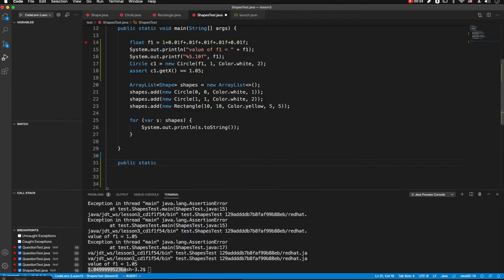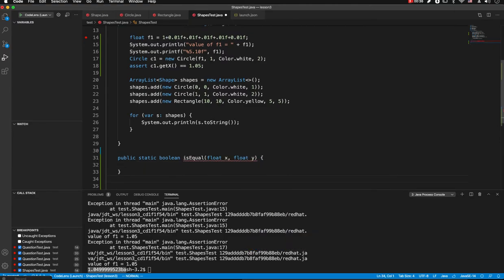Public static boolean, we are going to get true or false, isEqual, and two floating point numbers are provided. Then the idea here is that we take the difference, which means we have the absolute of x and y, and then if the absolute is smaller than some very small number, then we consider x and y equal. So math has an abs absolute function.